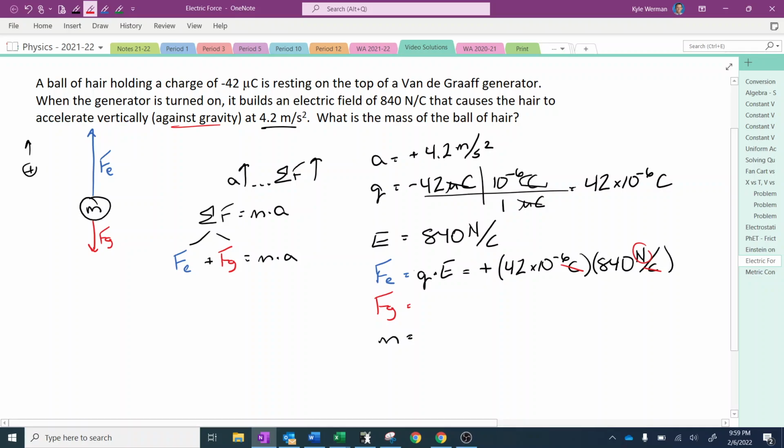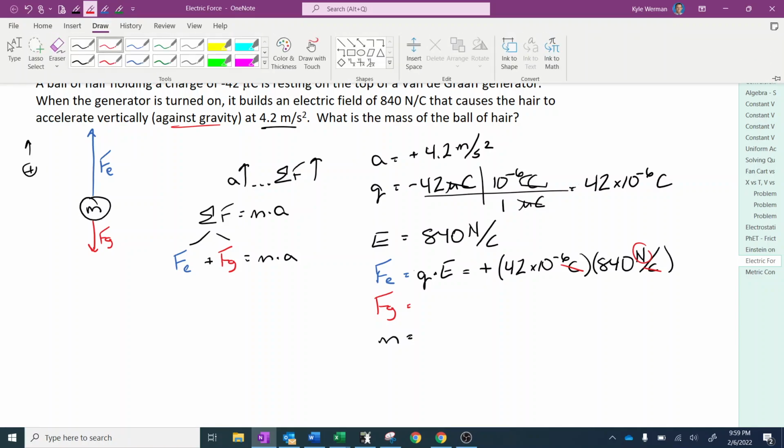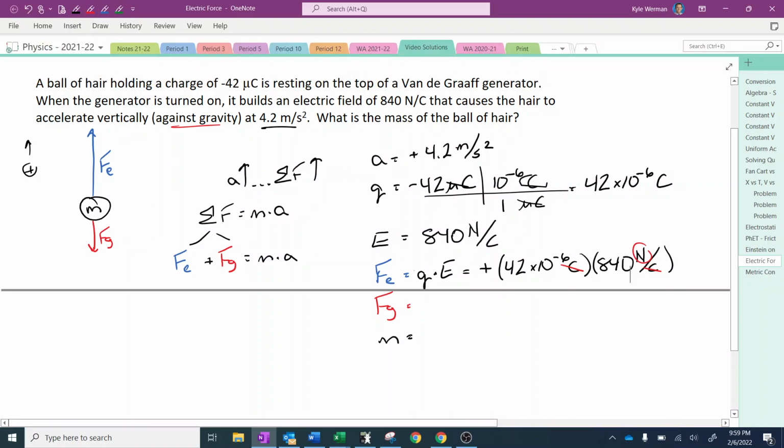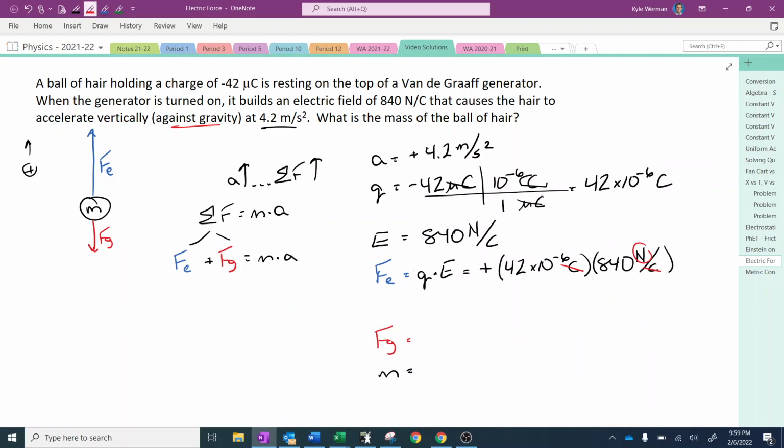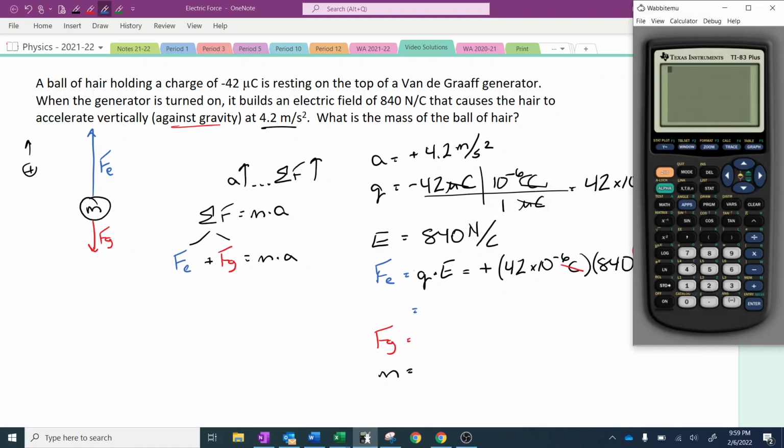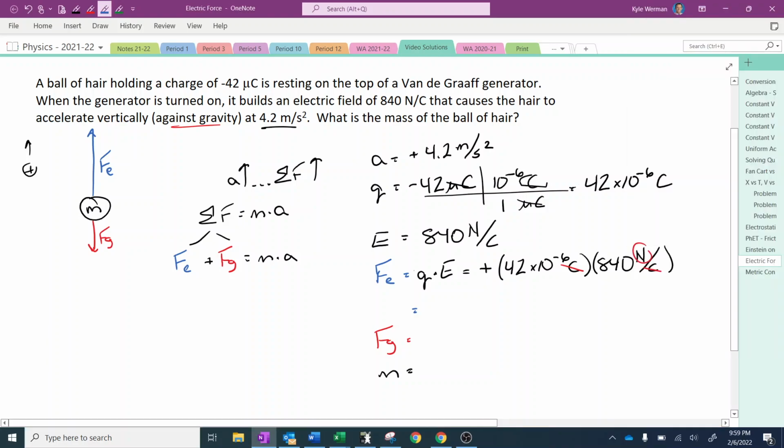And so my electrostatic force, F_E, is going to be, and I'll pull my calculator out, I'm going to type in 42 times 10 to the negative 6. We use that EE, the second function on the comma key, which gives a little capital E, and all I have to do is put the negative 6 there. Then I'm going to multiply that by 840, and I should get a value of 0.03528. It's a small amount of force. It's an upward value of 0.03528.